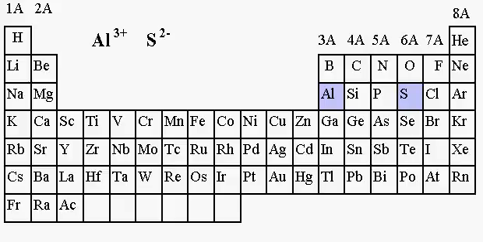Now getting the chemical formula is a snap. We simply switch the charges. The 2- goes to Al, and the 3+ goes to S. We make them subscripts instead of superscripts, and then we get rid of the charges. So the final chemical formula is Al2S3.